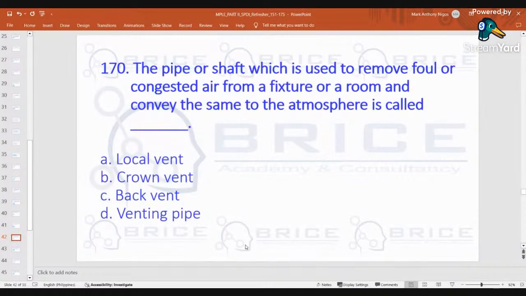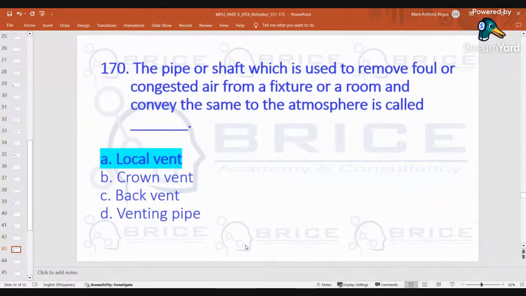170. A pipe or shaft which is used to remove foul or congested air from a fixture or a room and convey the same to the atmosphere is called what? A. Local vent. B. Crown vent. C. Back vent. D. Venting pipe. The answer is A. Local vent.